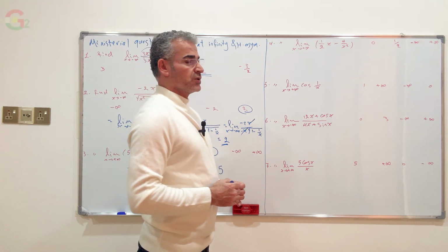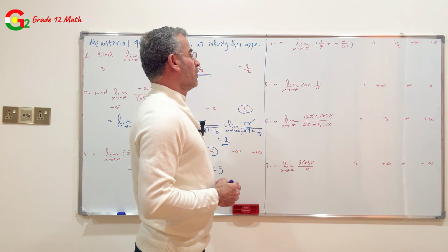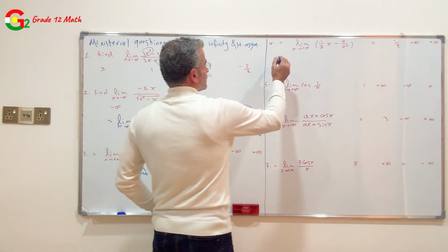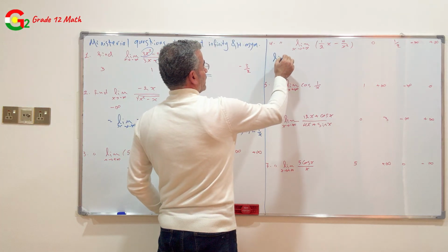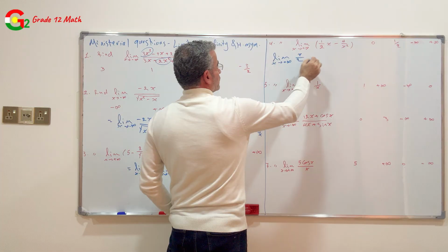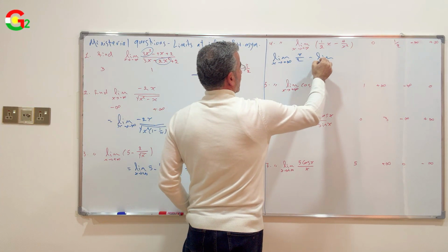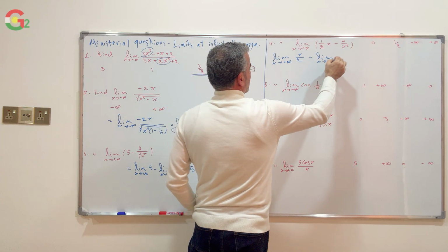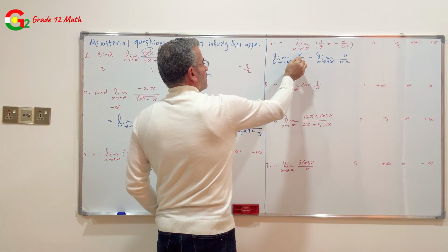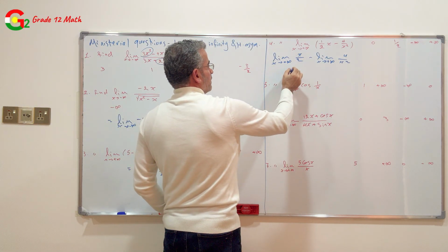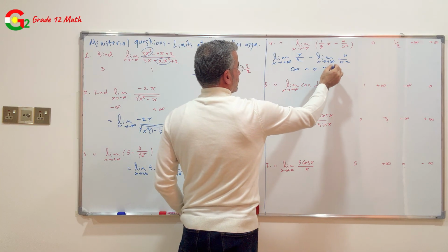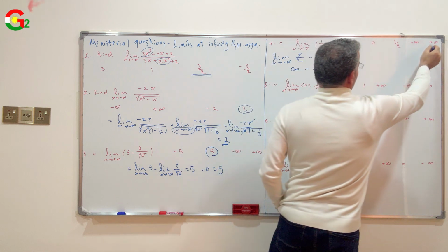Question number 4. Find the limit as x approaches positive infinity of (1/2)x − 4/x². Separate this limit. It will be the limit as x approaches positive infinity of x over 2 minus the limit as x approaches positive infinity of 4 over x². Infinity over 2 is infinity, minus 4 over infinity is 0, equal to infinity. Choice D.